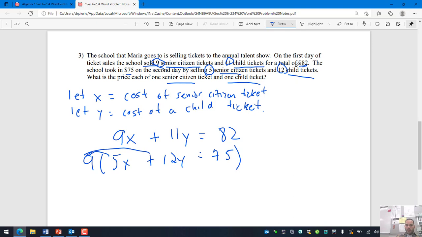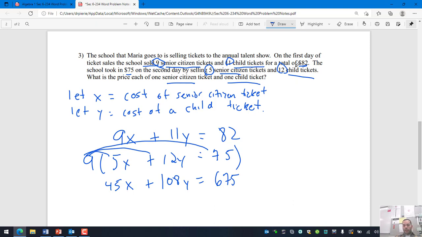So I'm going to multiply this 9 to every single piece in that second equation and see what happens. I'll have 9 times 5x, which is 45x, plus 9 times 12y. Always use a calculator if you're unsure. 9 times 12 is 108y. And it's equal to 9 times 75, which is 675.